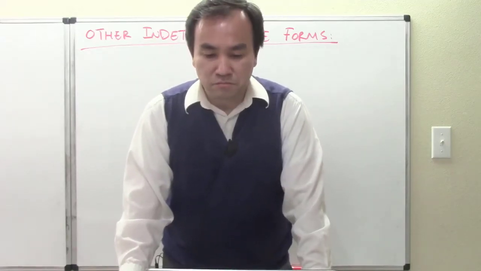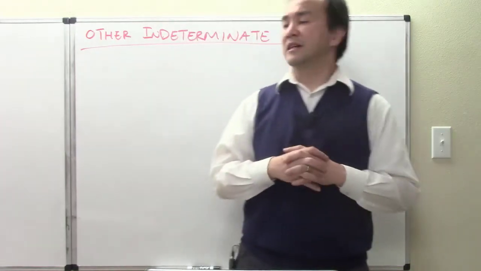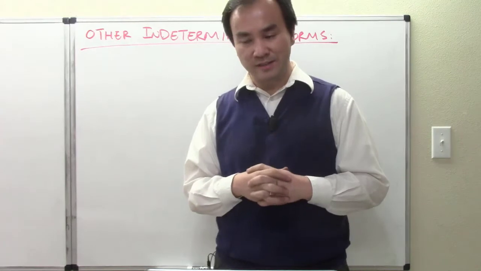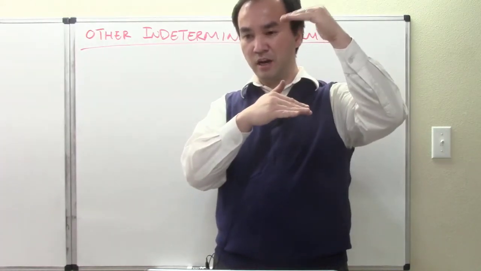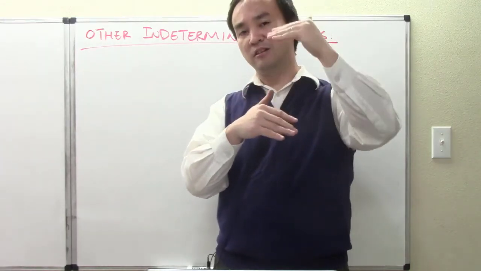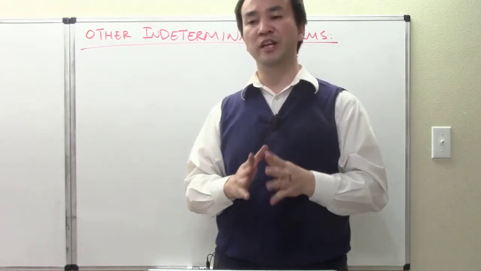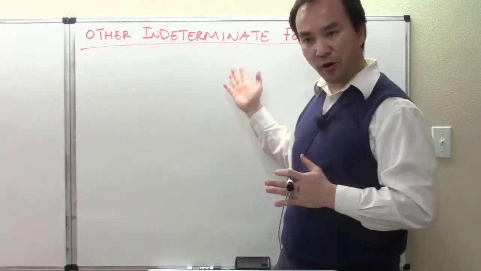And now it's time to look at the other indeterminate forms. Because as I said earlier when we began this lesson, 0 over 0, so both 0 in the denominator and numerator, or both some kind of infinity in our denominator and numerator, are not the only two indeterminate forms out there. So now we have some other indeterminate forms here.